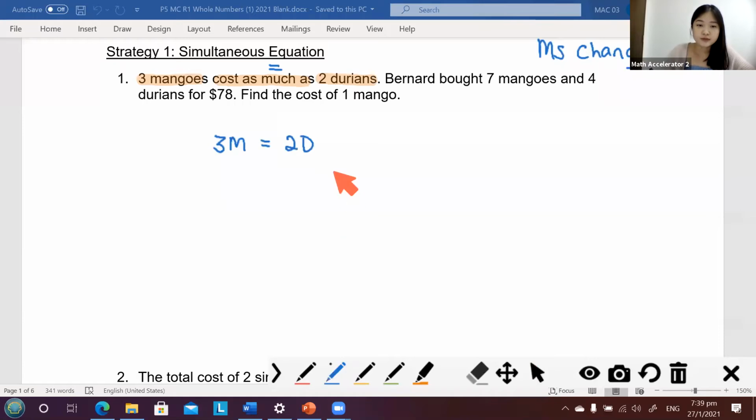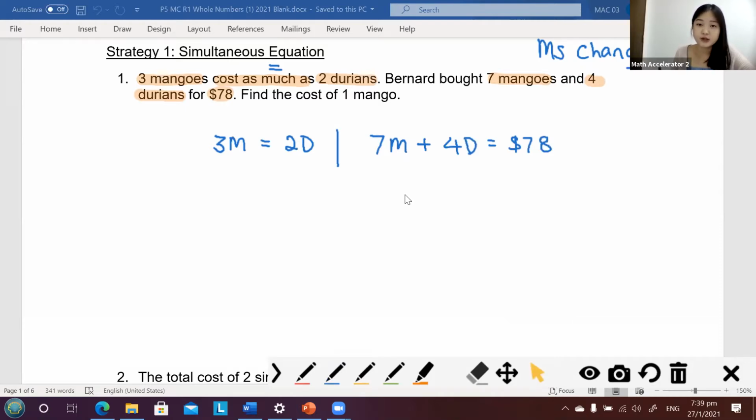Okay, the next sentence. Bernard bought 7 mangoes and 4 durians for $78. So let's write down our second equation. 7m plus 4d, durians. This is $78.